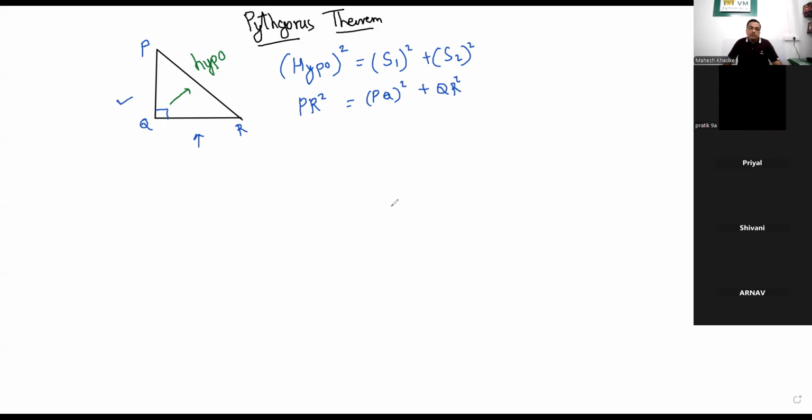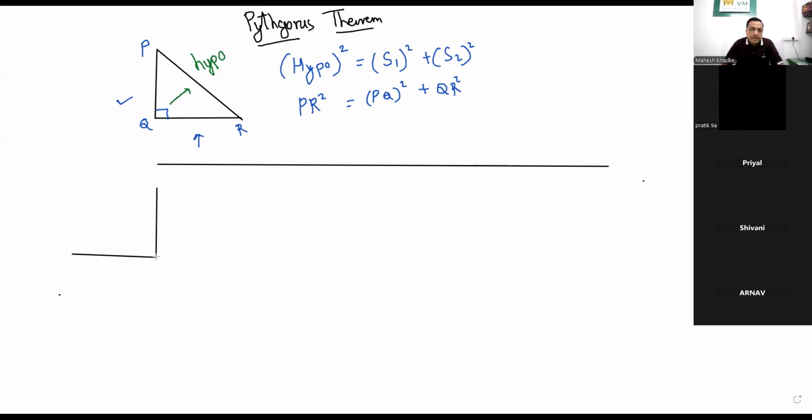And one more thing in Pythagoras theorem: that one is the converse of Pythagoras theorem. Converse means it's opposite. Suppose a triangle is given again, and we don't know which one is a right angle triangle. Which one is a right angle? Not given. It looks like one, but we don't know whether it is or not.